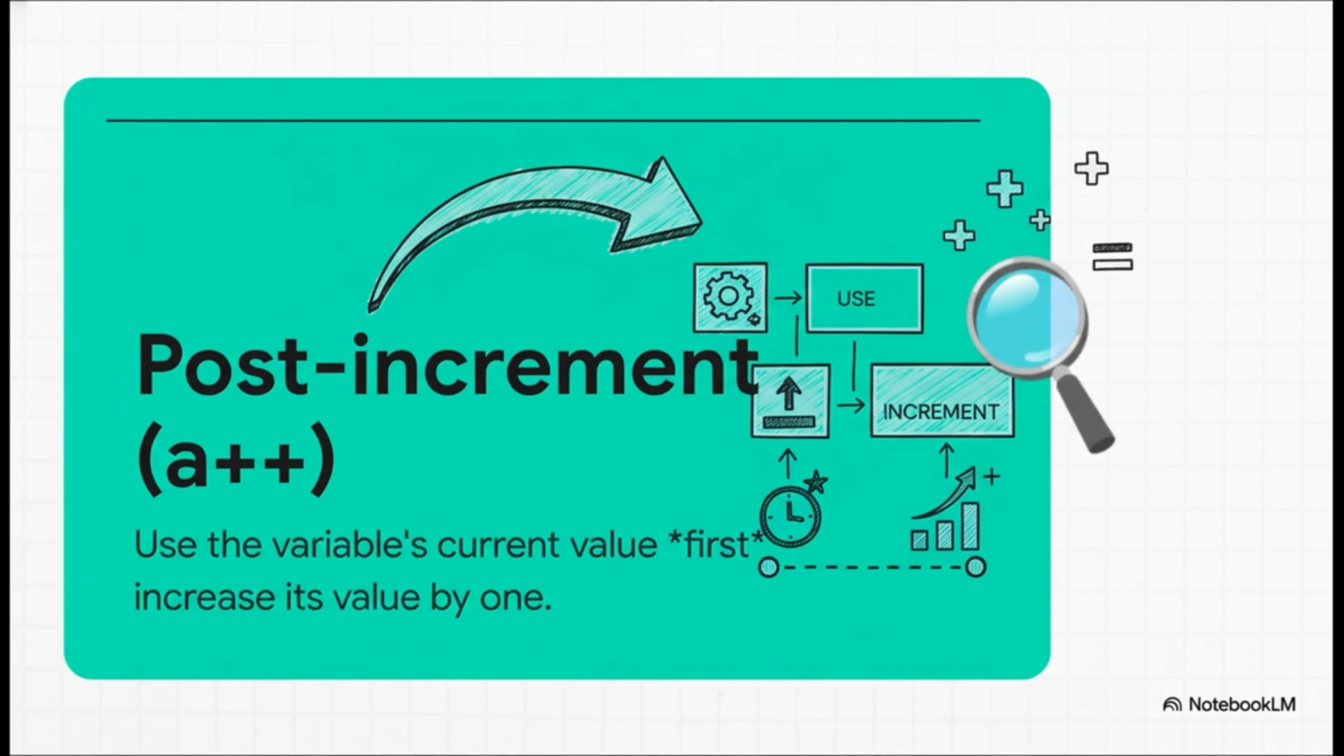When you see a variable with two plus signs after it, it means two things are about to happen in a very specific order. First, the program is going to use the variable's current value for whatever it's doing. Then, after that's all done, it will add 1 to the variable. The order is everything. Use it, then change it.